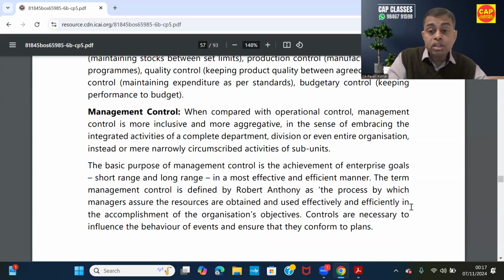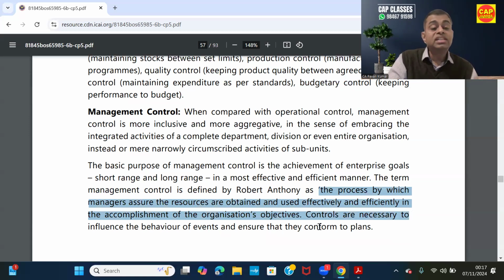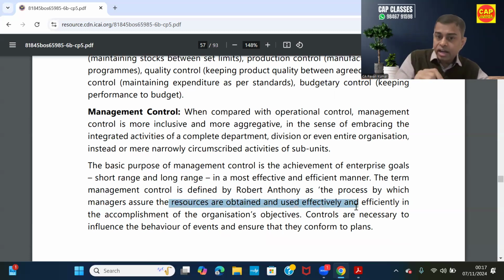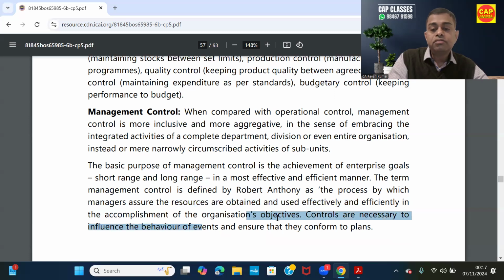Now, look here. What is management control? The process by which managers assure that resources are obtained and used effectively and efficiently. How? To accomplish the organization's objective. So whatever controls are necessary there, you are keeping controls there. You understand? This is management control.